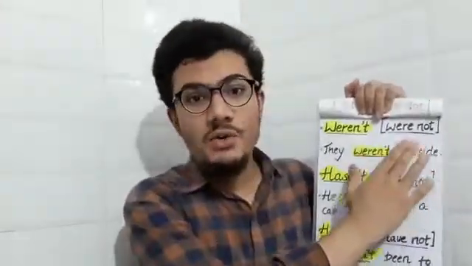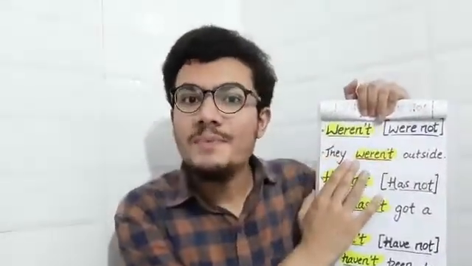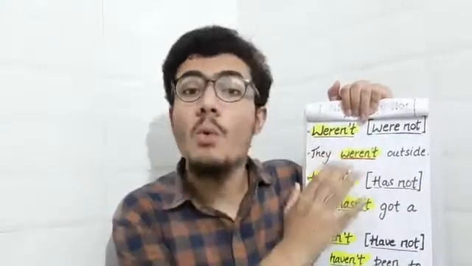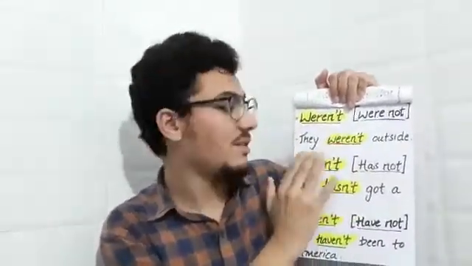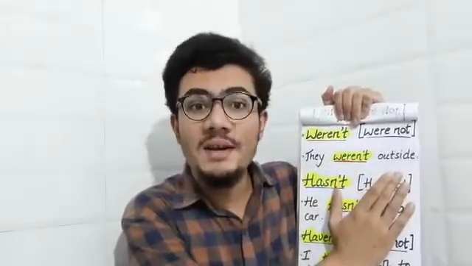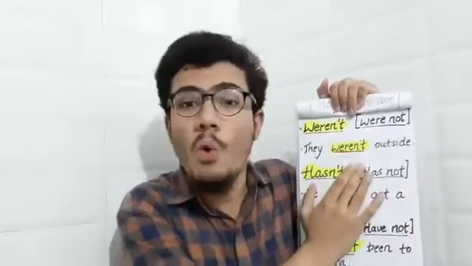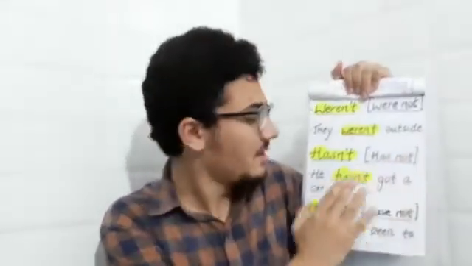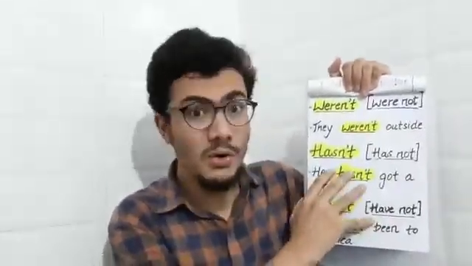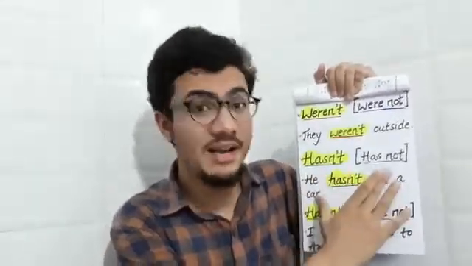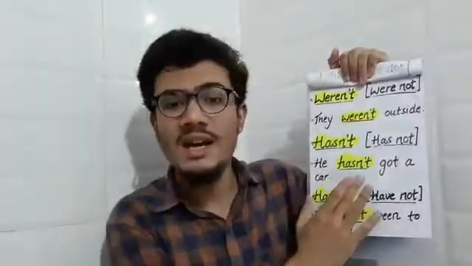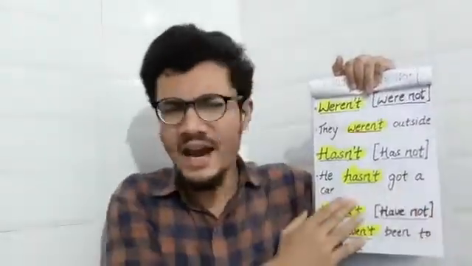Were not is shortened to weren't. In British English it is pronounced one way, but in American English it is weren't, and we have the example sentence they weren't outside in American English, but in British English it is they weren't outside. Okay, similarly the other negative short form which I told you is hasn't. Hasn't is the short form of has not, and we have the example sentence he hasn't got a car.